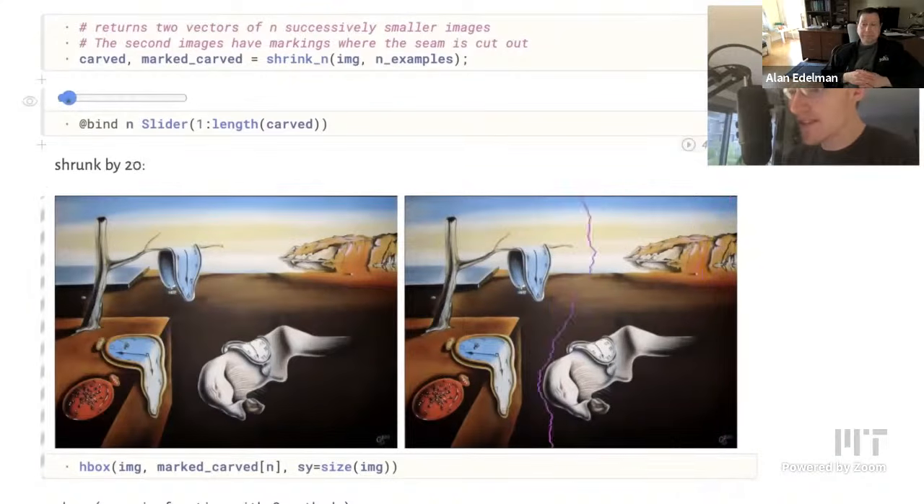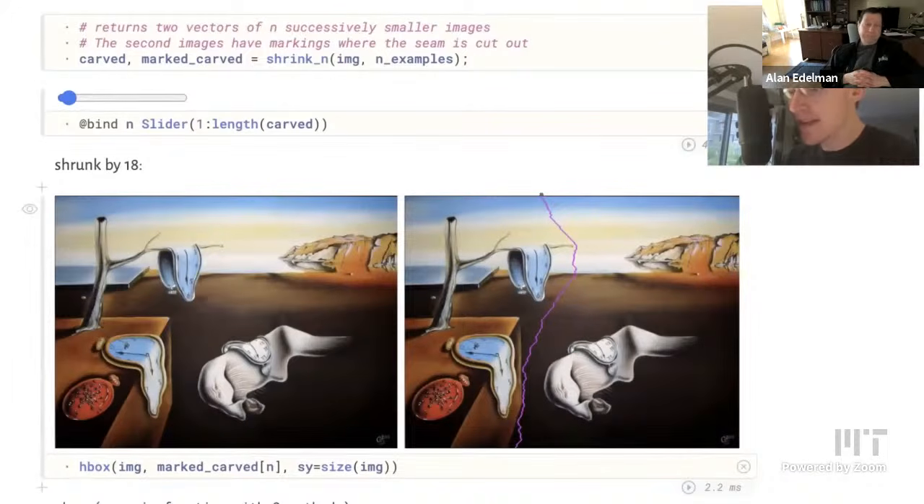On the right, you'll notice these pink lightning bolts. What's happening is that with each step, as we're making the image smaller, the algorithm decides on a seam to remove from the image. This is a set of pixels where there's 1 pixel per row that forms a continuous path from the top to the bottom. And it has to somehow decide what path is the one that's most okay to get rid of.